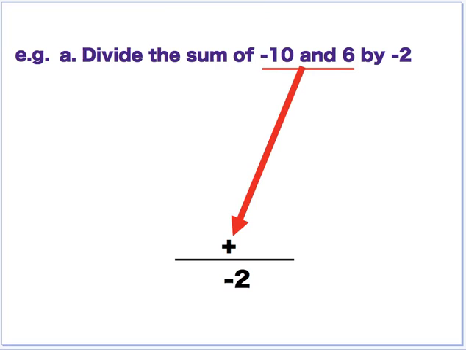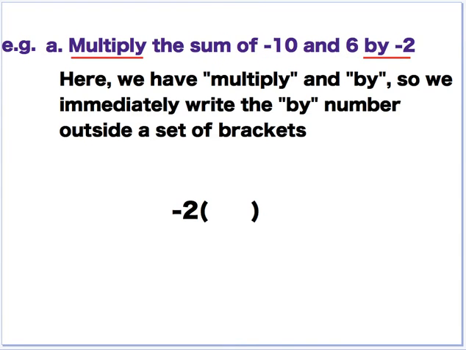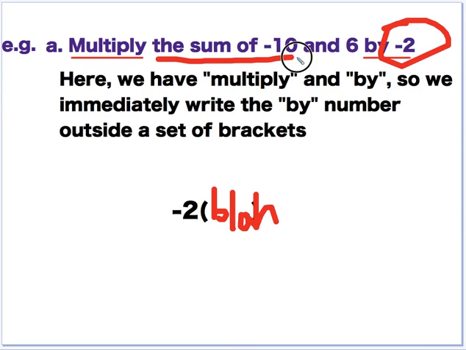My writing is awesome. This one, multiply the sum of -10 and 6 by -2. So you're always going to look for those verbs. Here's multiply and here's by. When you're doing multiply and by, they always go together. It's like multiply blah, blah, blah by -2. You take this number right here and you put it outside the brackets because all the blah, blah, blah is in the middle here. That's this stuff right there. The multiply means the number that goes outside of the brackets.